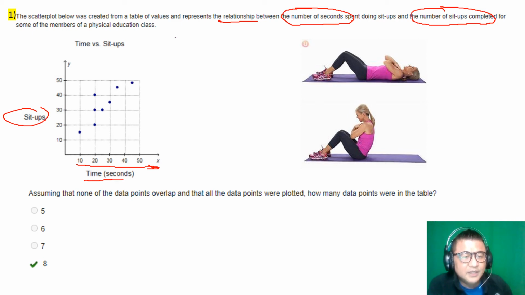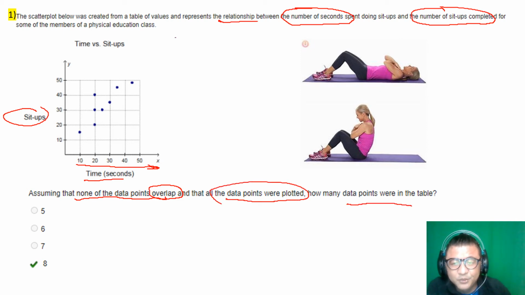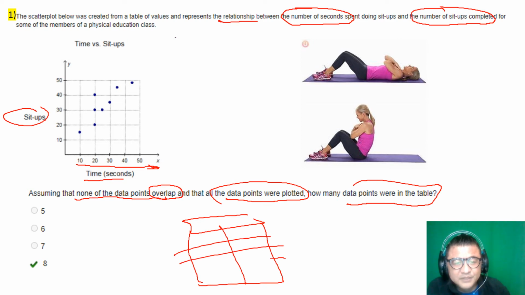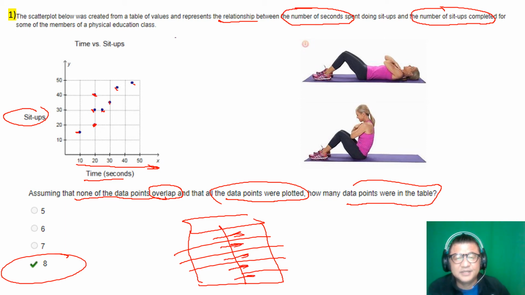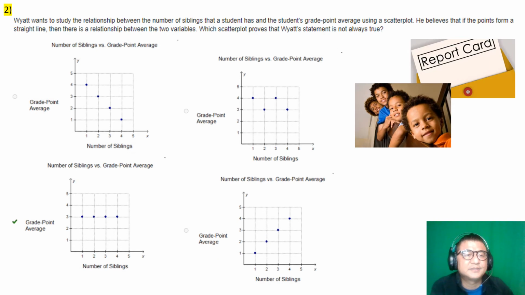Okay, let's see now. Assuming that none of the data points overlap, so each point is a distinct, separate record compared to the other, and that all of the data points were plotted. How many data points were in the table? Where did these dots come from? How many from a table? Let's count then. 1, 2, 3, 4, 5, 6, 7, 8. So there are 8 data points coming from a table. Got it? Okay, next.